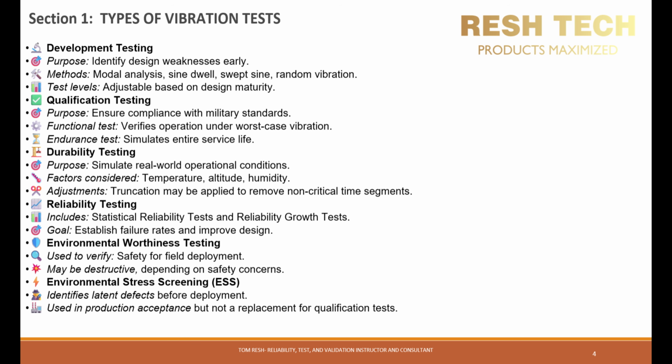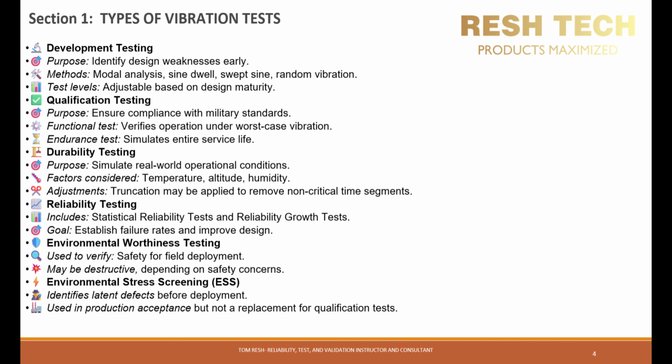The next type of testing is durability testing. It simulates real-world operational conditions that components and systems will experience throughout their service life. It assesses structural and functional robustness under environmental extremes. Factors to also consider during durability testing are temperature extremes, which ensure the system performs in both high and low temperatures under vibration load; altitude variations, which simulate pressure differentials for airborne and high altitude applications; and humidity exposure, which evaluates corrosion potential and moisture effects on electronics and materials.